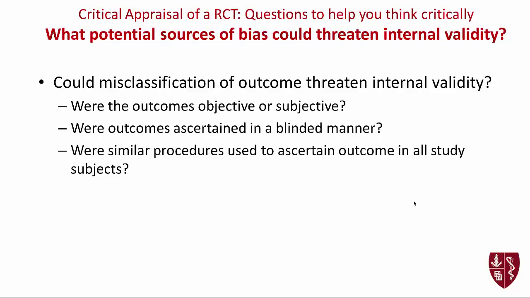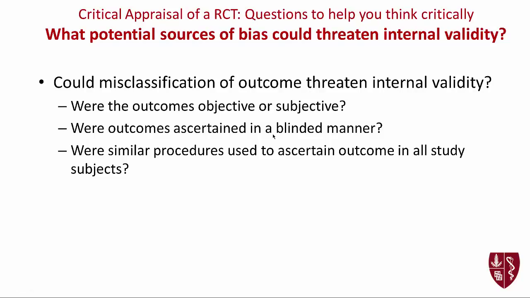Now, what about misclassification of the outcome, and how that might threaten internal validity? So here we want to know what was the outcome. And here the outcome is type 2 diabetes. Well, I think we would all agree it's an objective measure. People are not self-reporting. It's actually a laboratory-based test that is coming up with the inference. Was it blinded or not?